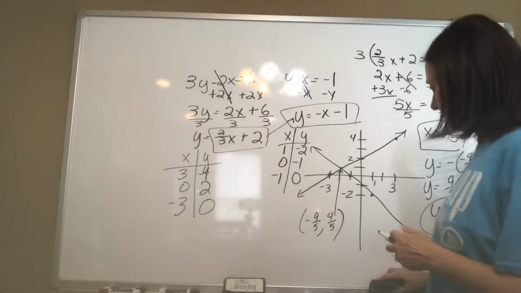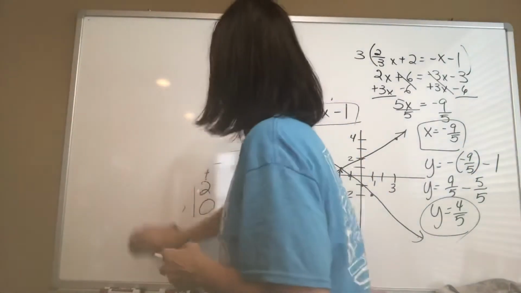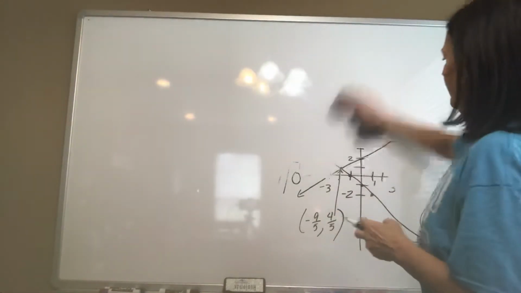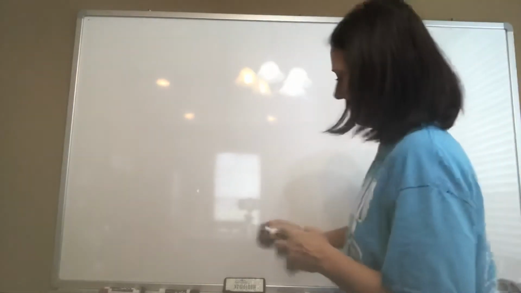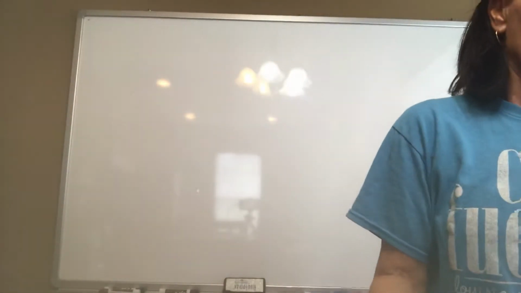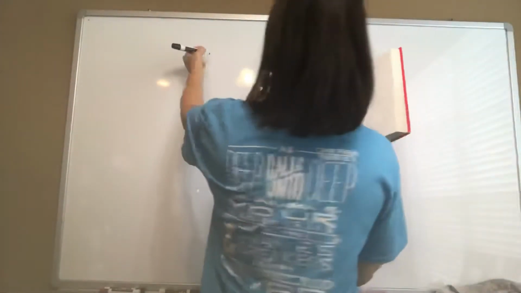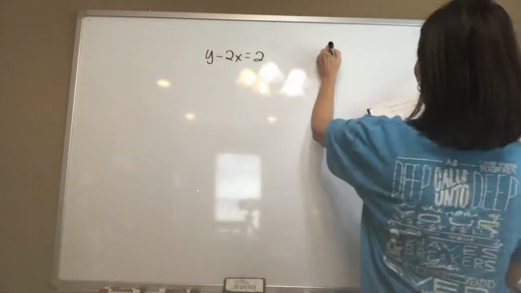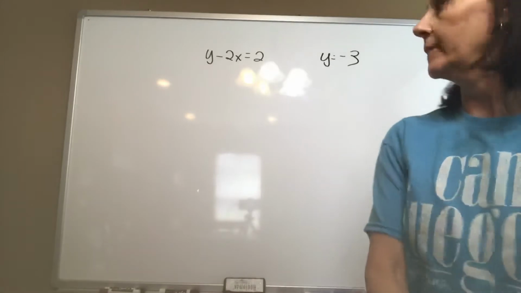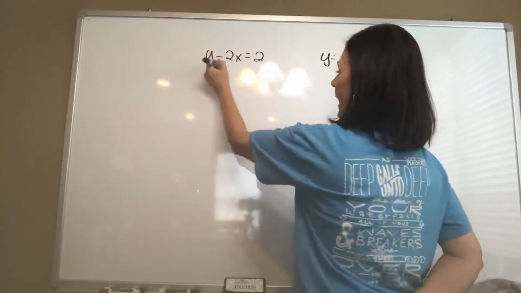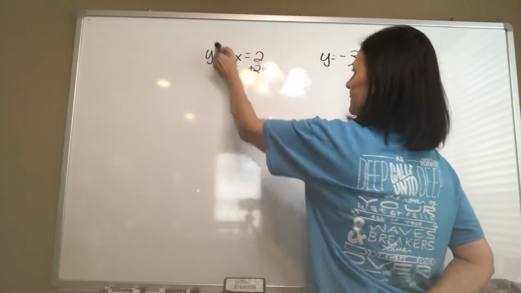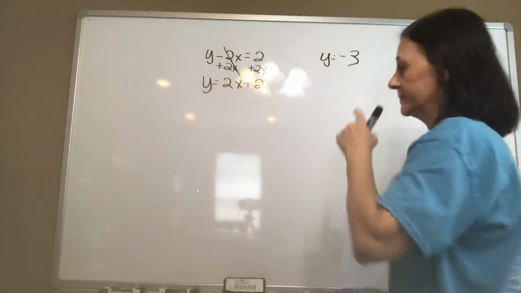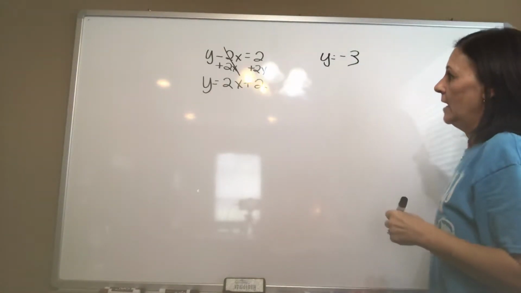All right, so look at example 2. Example 2 says y minus 2x equals 2 and y equals negative 3. For this equation, I add the 2x on both sides, and I'm left with y equals 2x plus 2. All right, now I have the two equations.